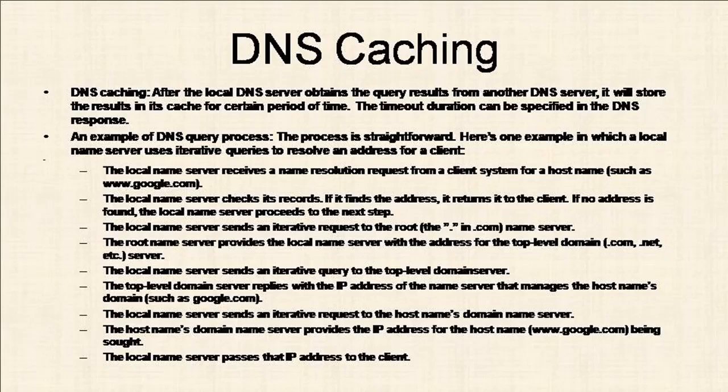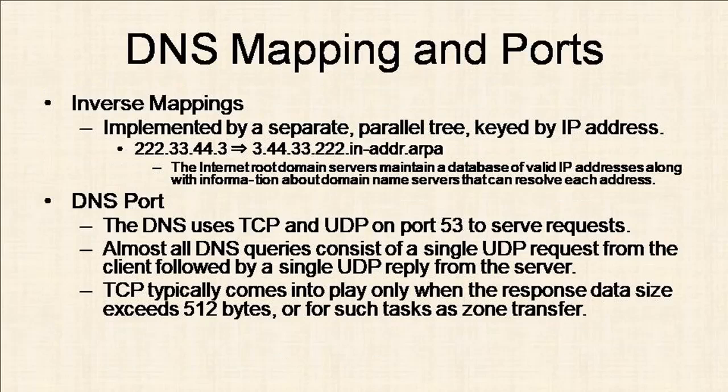Next is DNS mapping and ports, especially. The DNS server will always work on port 53. In DNS mapping, inverse mapping is implemented by a separate parallel tree fed by IP addresses. So 223.33.44.3 will be mapped to subdomains like 3.44.33.223.in-addr.arpa. The internet root domain servers maintain a database of valid IP addresses along with information about domain name servers that can resolve each address.